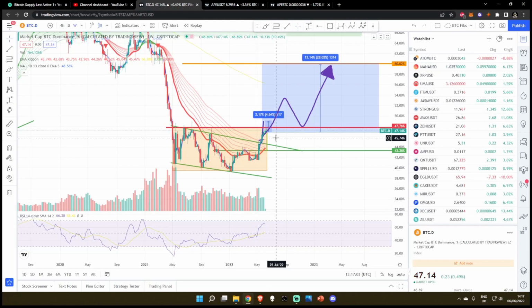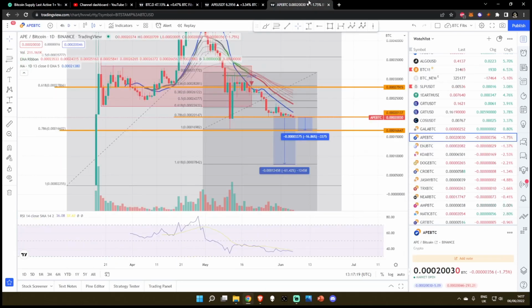Next week, before the FOMC meeting on the 15th, altcoins may bounce a little bit harder than Bitcoin. And then on the FOMC meeting, if the Fed decides that they're going to increase the interest rates again by 50 basis points, then we're very likely to see altcoins massively capitulate against their Bitcoin pair.